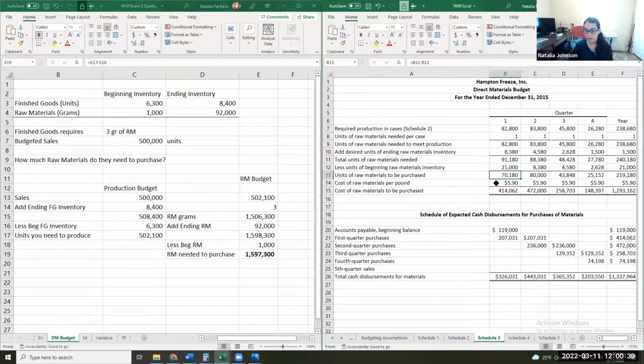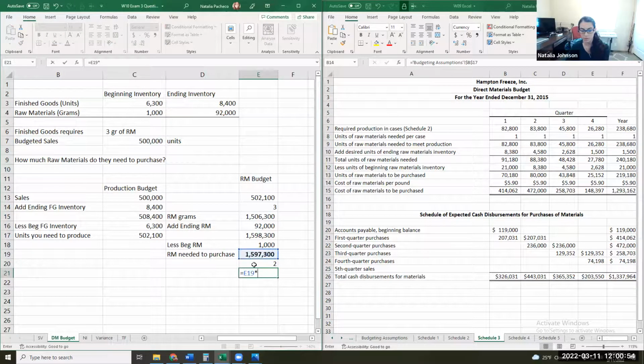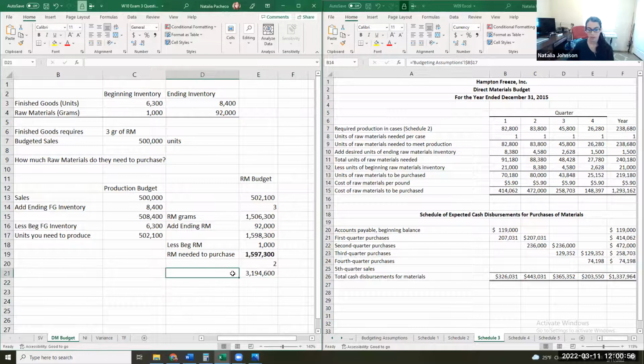The only difference in this one is that if they give you the price per gram, for example, if it was $2 per gram, then you just multiply the grams times the price to know how much the total raw materials needed to purchase is going to cost. But yeah, it's the same. It looks less complicated because I wrote less, I guess.